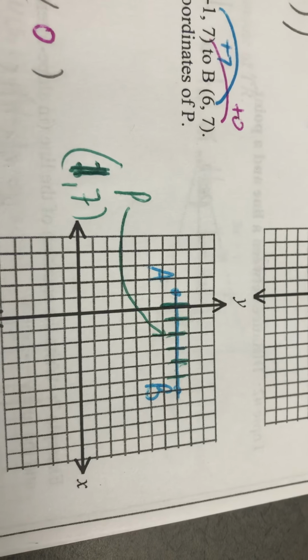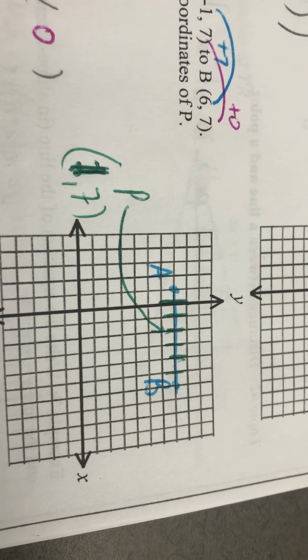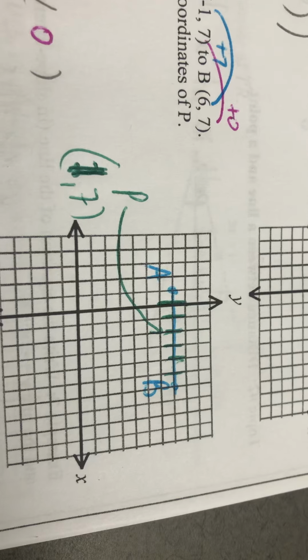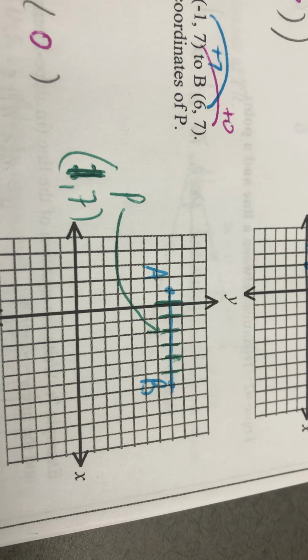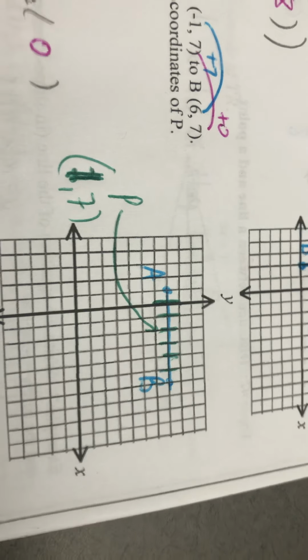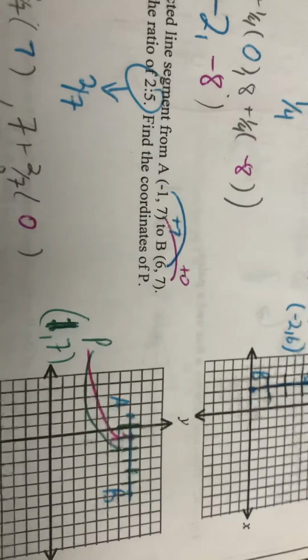For number 2, again, we're gonna move 2/7 of the way, and the distance is 7. And so we're just gonna move 2 units from A. It's gonna put us at 1, 7.